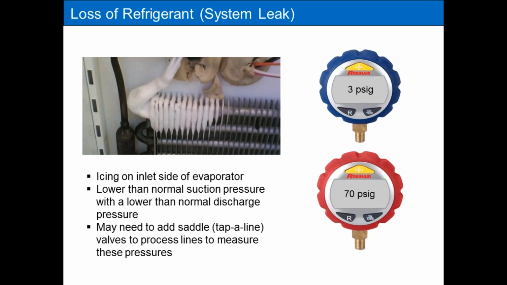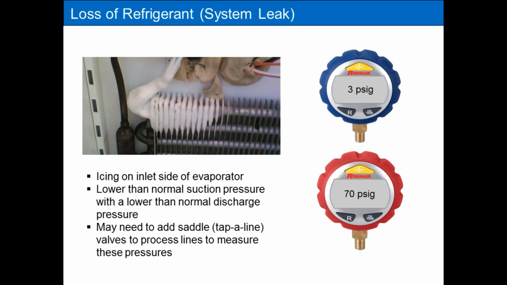Now, depending on how long they've let the unit run this way, it can cover a pretty nice portion of the evaporator. But generally what you'll see is either a big ball of ice on the inlet side of the evaporator, or it's very, very heavy on the inlet side of that evaporator. And that's a pretty strong sign that it's a loss of charge. You'll confirm that with your gauges.